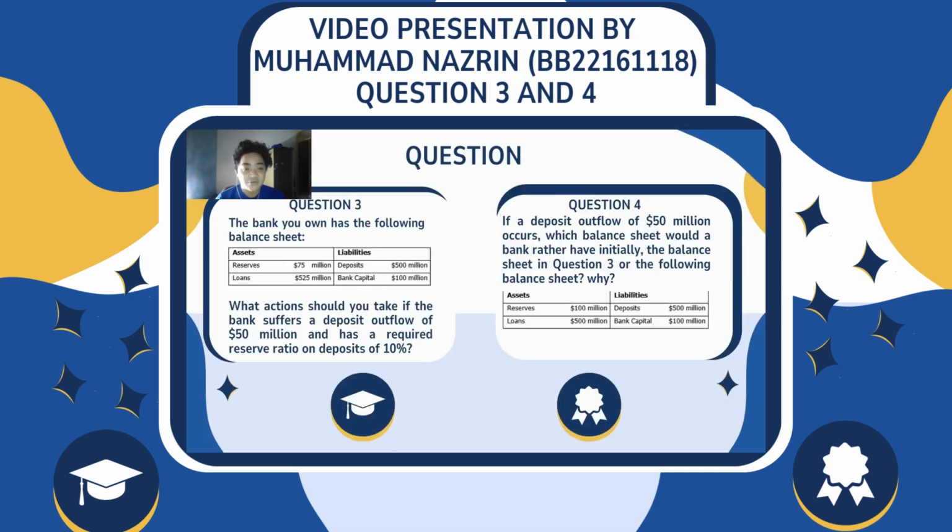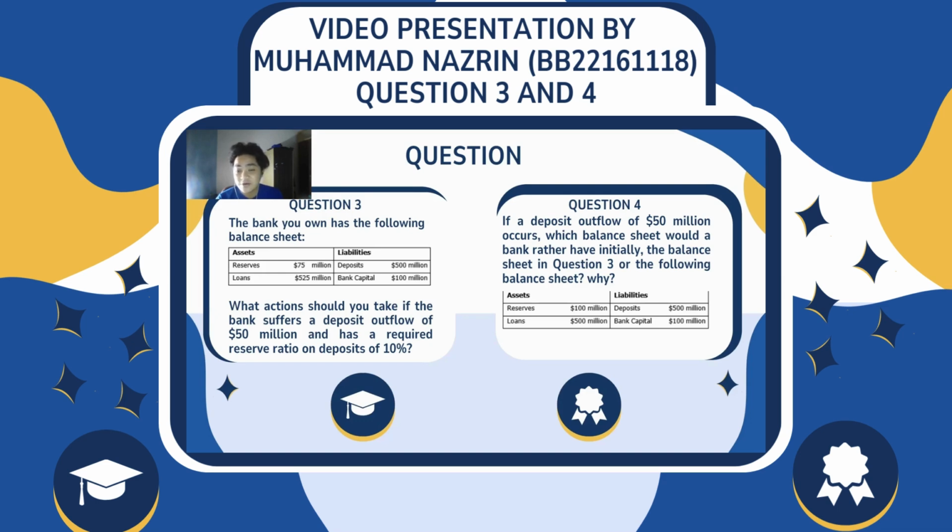So this is my question number 3 and question number 4. Question number 3 is the balance sheet. We can see the reserve is 75 million, loan is 525 million, and deposit is 500 million, bank capital is 100 million. So what action should you take if the banks suffer a deposit outflow of 50 million and has the requirement reserve ratio on deposit of 10%?